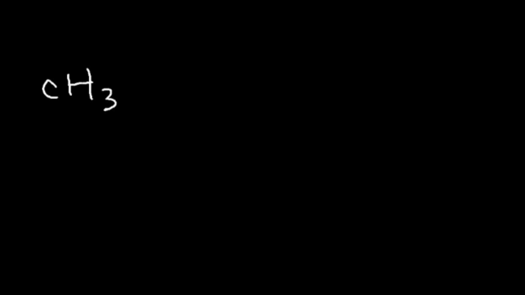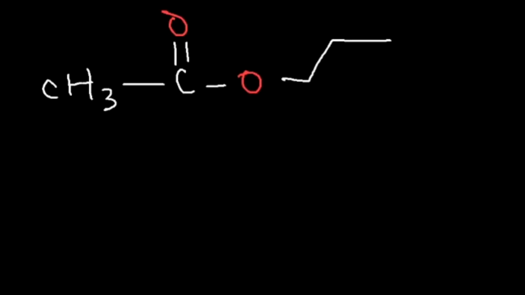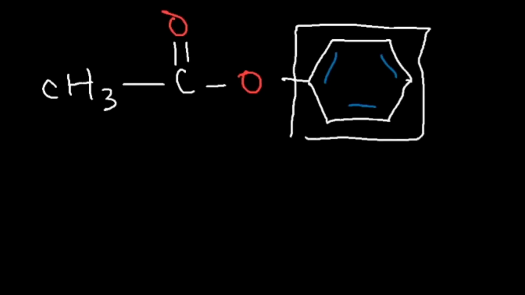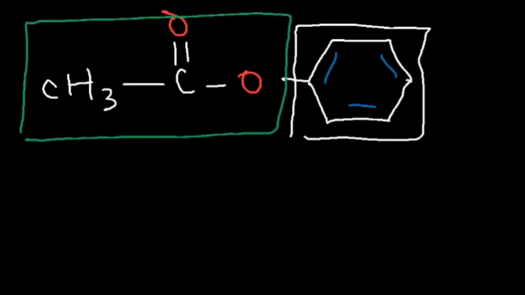Let's say we have a CH3 attached to a carbonyl group and attached to a benzene ring. So how can we name this particular example? So the benzene ring is the portion of the ester that doesn't have the 2 oxygens. The other part has the 2 oxygens. So this is going to be phenyl because it only has 6 carbons and not 7, so it's not benzyl.